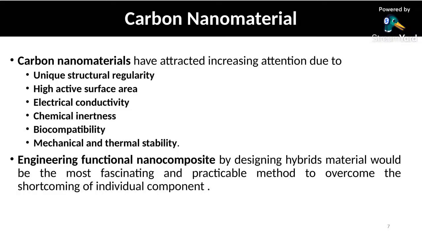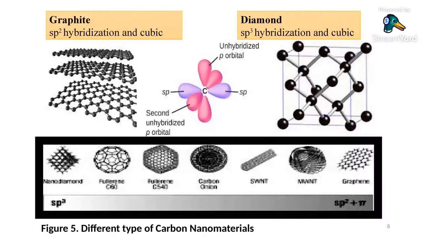Thanks to their unique properties, these materials can be used in diverse fields like electronics, energy, medicine, catalysis, and environmental protection. These are the different types of nanomaterials: nanodiamonds, fullerene, then carbon nanomaterials, single-wall carbon nanotubes, multi-wall carbon nanotubes, graphene. These all are different types of nanomaterials.